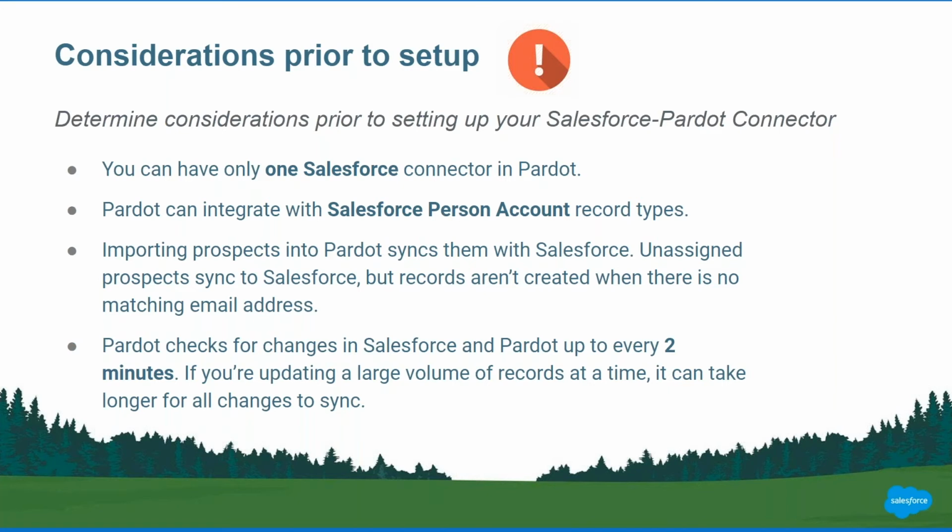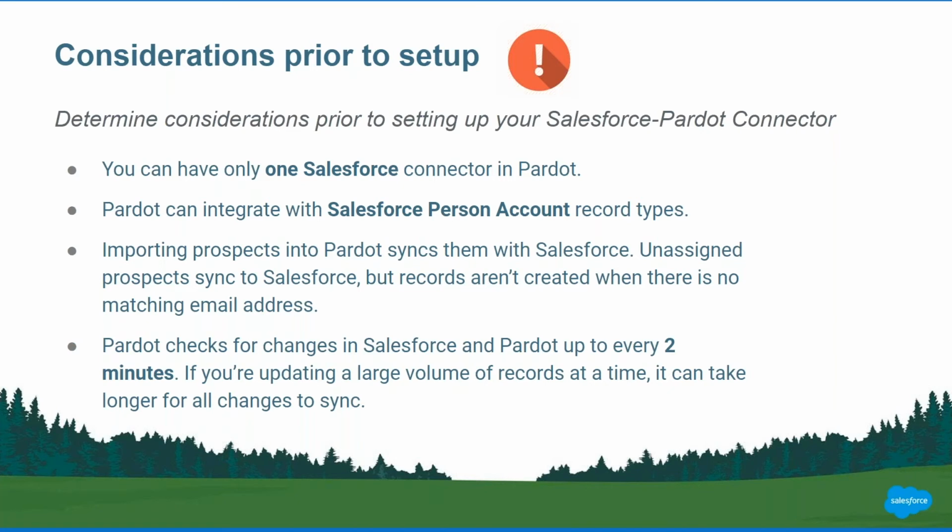So prospects in Pardot that don't have any assigned user but have an email address will be synced to Salesforce based on the email address. But records will not be created if there's no matching email address. So if it's a prospect that doesn't have an assigned user and also doesn't have a matching email address, it won't create a new record in Salesforce CRM.